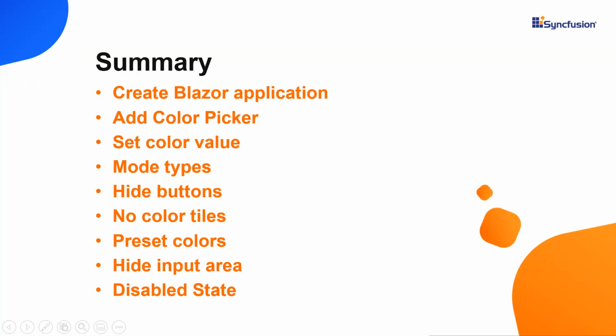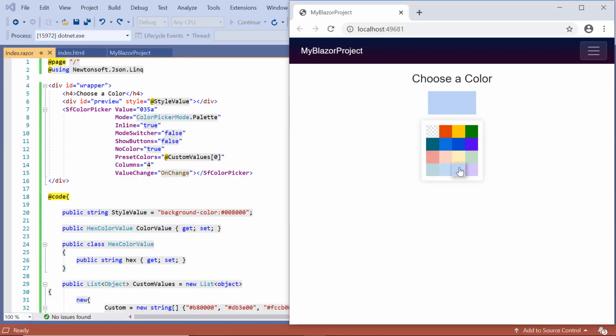Now, let me make a quick summary of what we have seen so far. I have shown you how to create a Blazor WebAssembly app and add a color picker component to it. And then I showed you a few of the basic options available in it, like different types of color picking modes and other customizations.